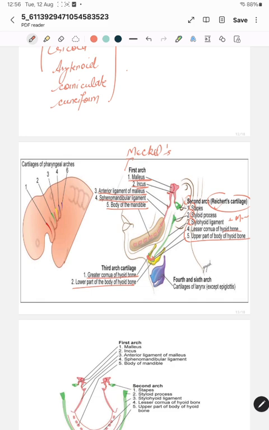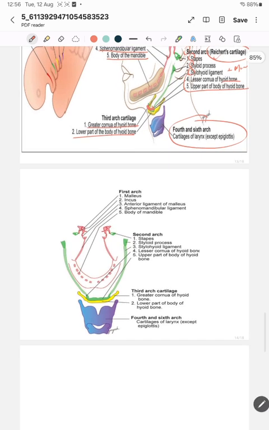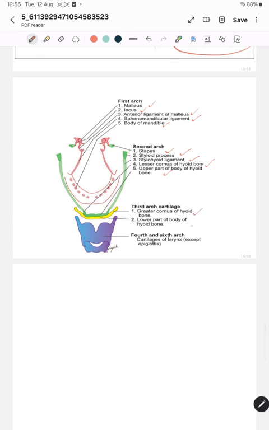Fourth arch, except epiglottis, all the laryngeal cartilages. All the laryngeal cartilages except epiglottis are derived from the fourth and sixth arch. So we again see malleus, incus, anterior ligament of malleus, sphenomandibular ligament, body of mandible. Stapes, styloid process, styloid ligament, stylohyoid muscle is also there. Lesser cornu, upper part of body of hyoid bone. Third arch, greater cornu of hyoid bone, lower part of the hyoid bone. Fourth arch, cartilages of larynx except epiglottis.